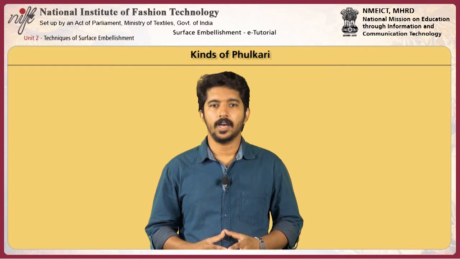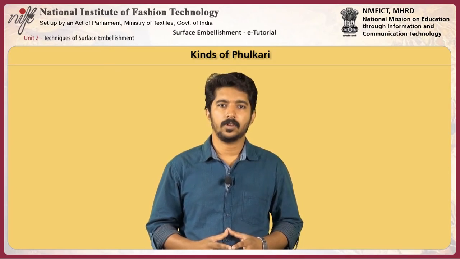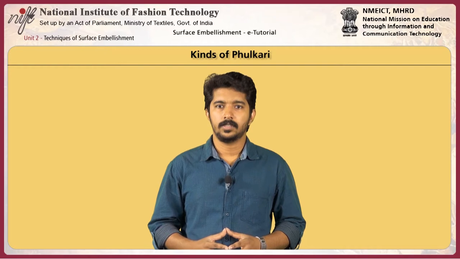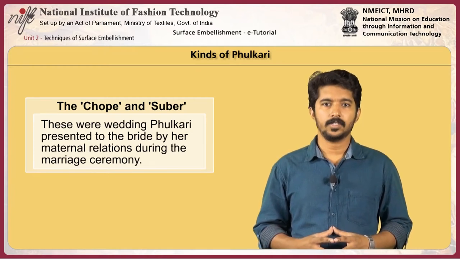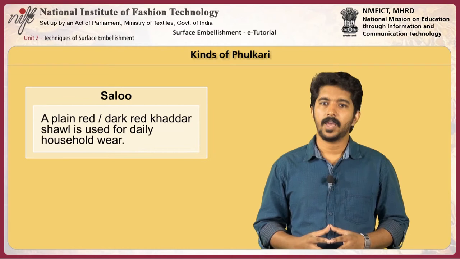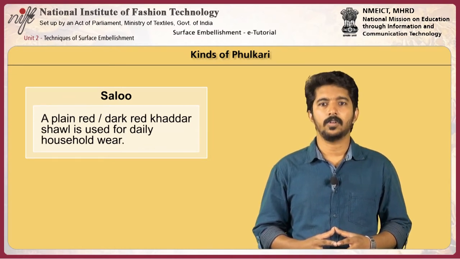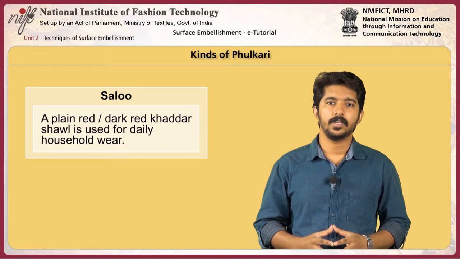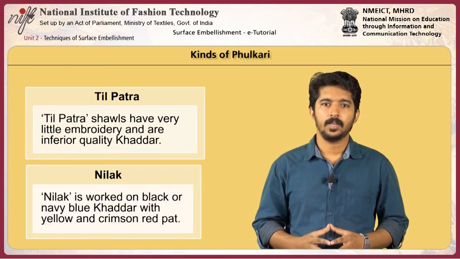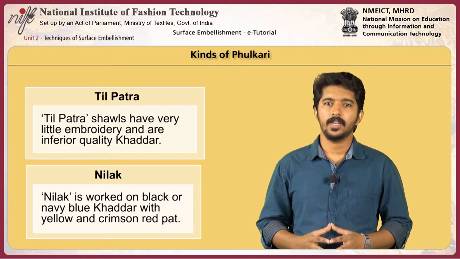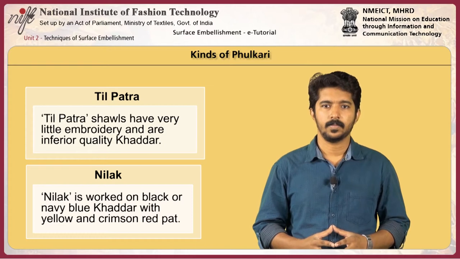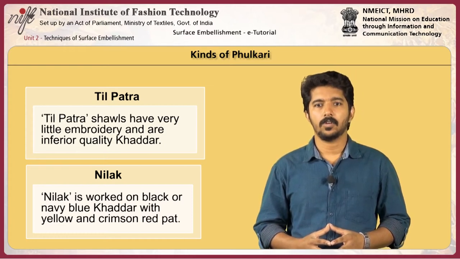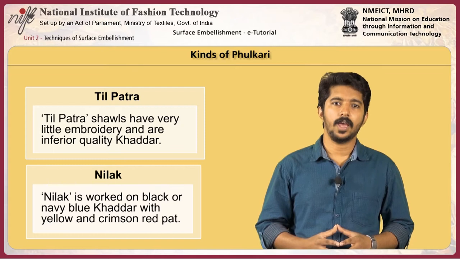There are many types of Fulkari. The chope and subhar, salu, tilpatra and nilak. The chope and subhar are wedding Fulkaris presented to the bride by her maternal relations during the marriage ceremony. The plain red or dark red khadar shawl known as salu is used for daily household wear. Tilpatra shawls have very little embroidery and are in inferior quality khadar. Nilak is worked on black or navy blue khadar with yellow and crimson red pat.